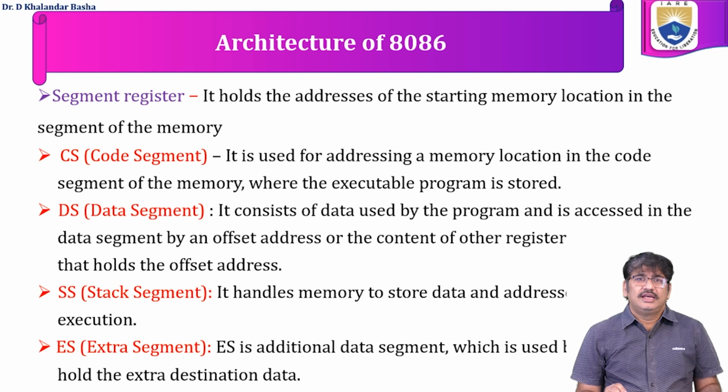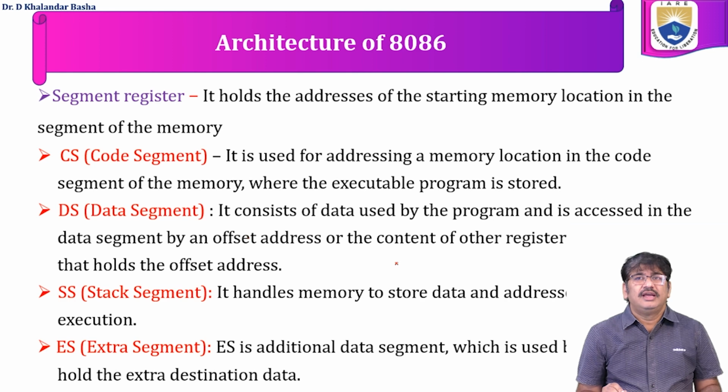Segment registers. These registers hold the address of the starting memory location in a segment of memory. There are 4 segment registers: code segment register, data segment register, stack segment register, and extra segment register. The CS, code segment register, is used for addressing a memory location in the code segment of the memory where the executable program is stored.